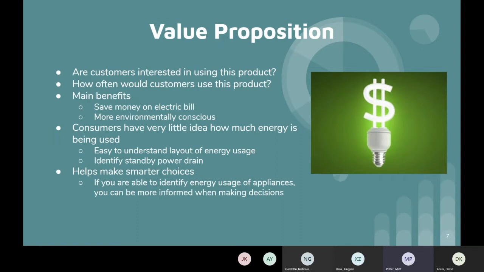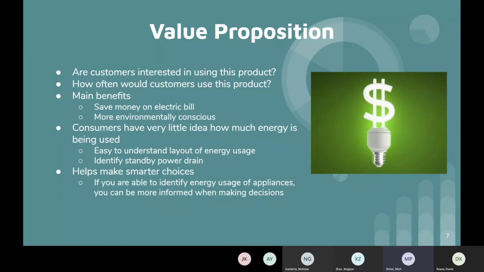Many people nowadays are much more environmentally conscious and are attempting to save as much money as possible, but are very uninformed about the electricity usage of their products. With this product, the user will have access to all the information they need displayed in an easy to understand way.